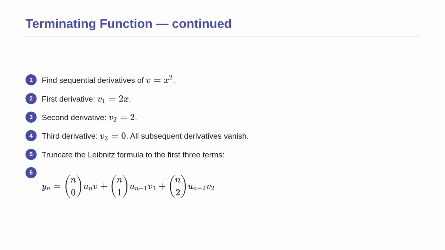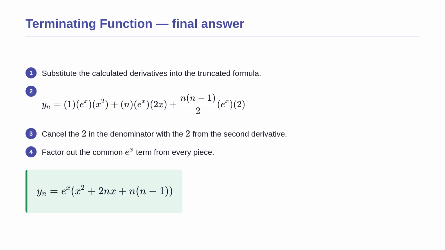Now that we have our setup, let us find the sequential derivatives of our v function. The first derivative of x squared is 2x, the second is 2, and the third is exactly 0. Because every derivative after the second one is 0, all those later terms in our infinite series will completely vanish. This is the beauty of choosing a terminating function. We only need to write out the first 3 terms of the Leibniz expansion, saving us a massive amount of calculation time and effort. Let us finish this calculation to get our final result.